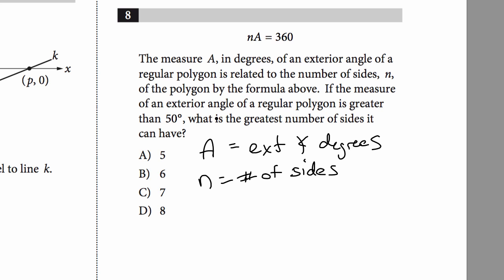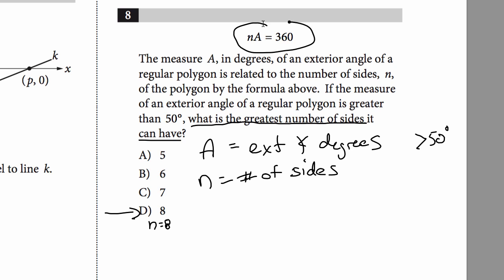Okay, if the measure of an exterior angle of a regular polygon is greater than 50, so this apparently has to be greater than 50 degrees, what is the greatest number of sides it can have? So the nice thing when I see this last part, greatest number of sides it can have, I just go to the biggest answer and start there and work my way down. So that means the n is 8 for this choice D. So let's just plug it in to the equation that we see at the top. All right. So that's 8 times some angle gives me 360.